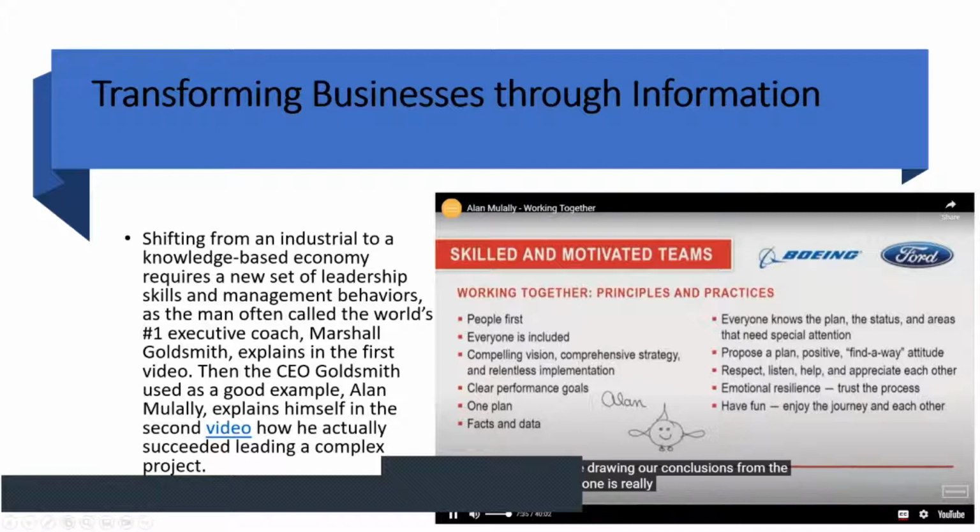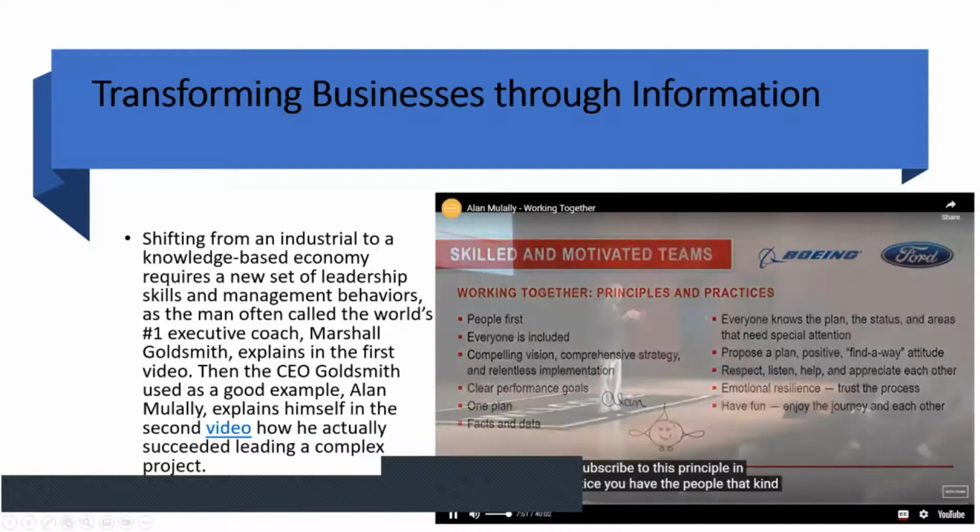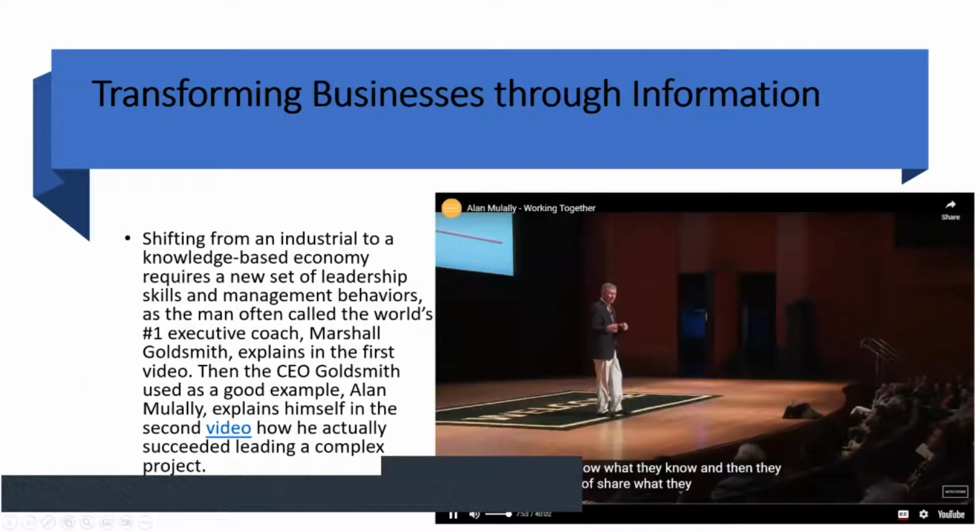The next one is really interesting. Everyone knows the plan, really. Everyone's going to know the plan, everyone's going to know the status, and everyone's going to know that areas need special attention. And most businesses today, as you know, do not subscribe to this principle and practices. You have the people that kind of know what they know, and then they kind of share what they know, and then people are wondering what they know.